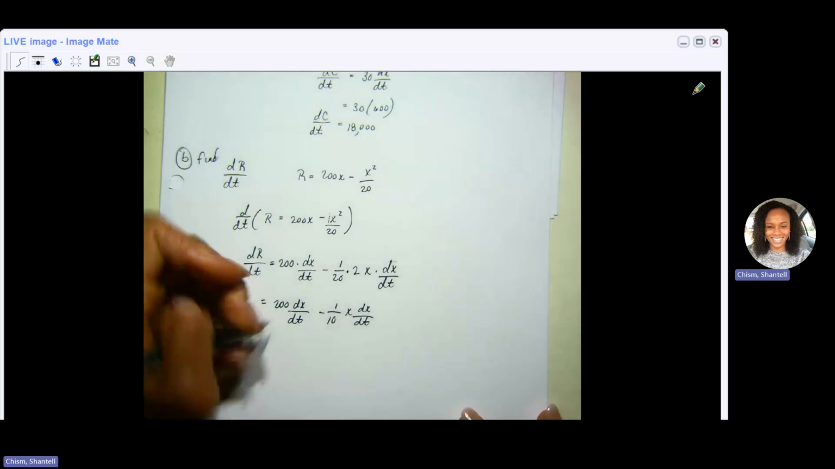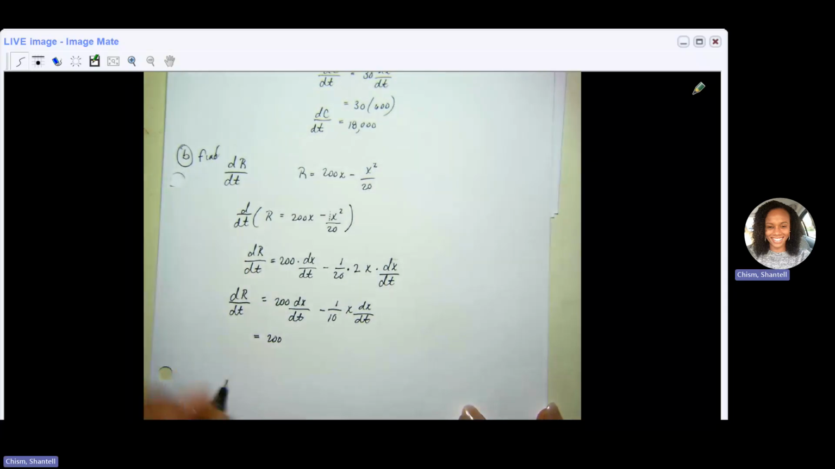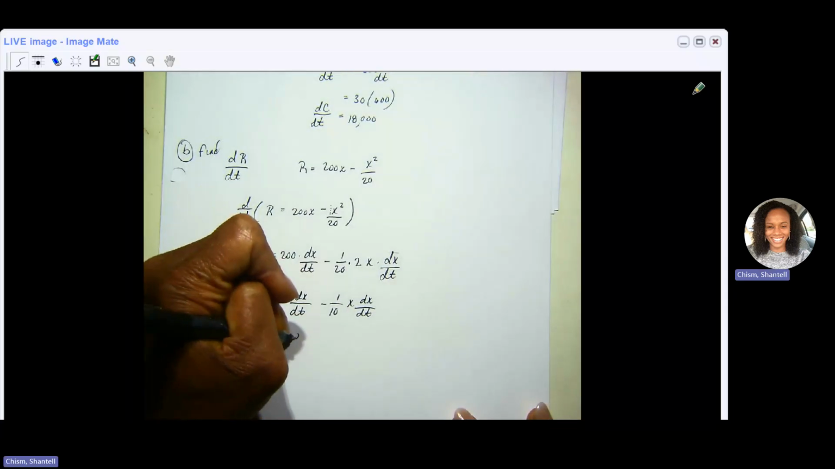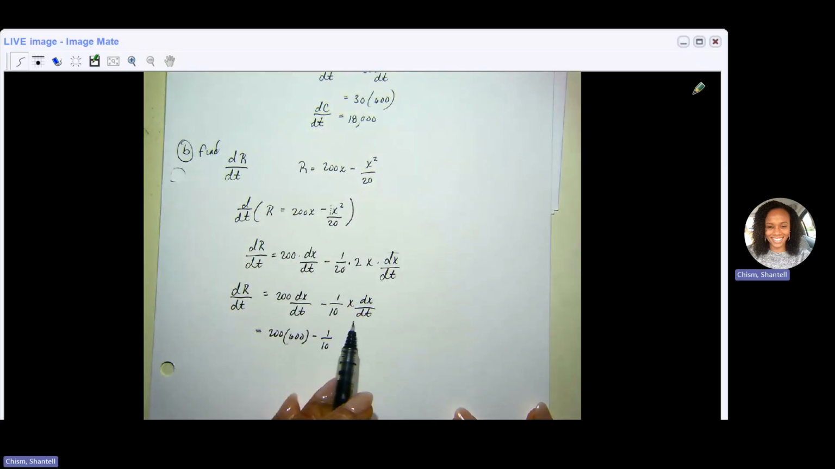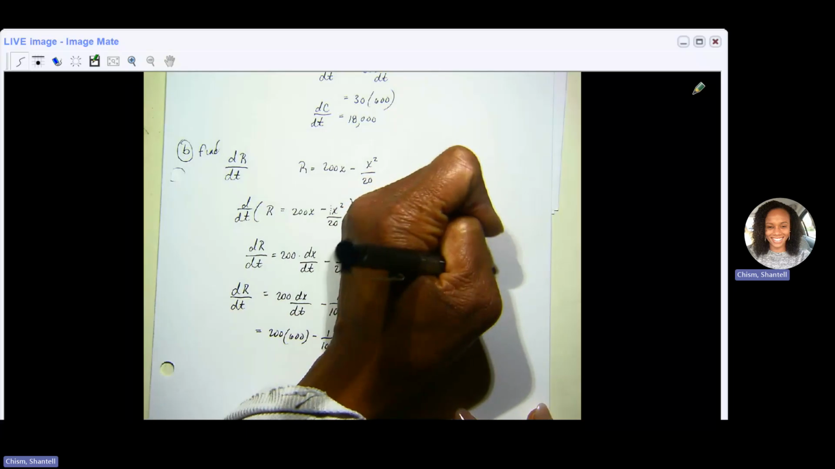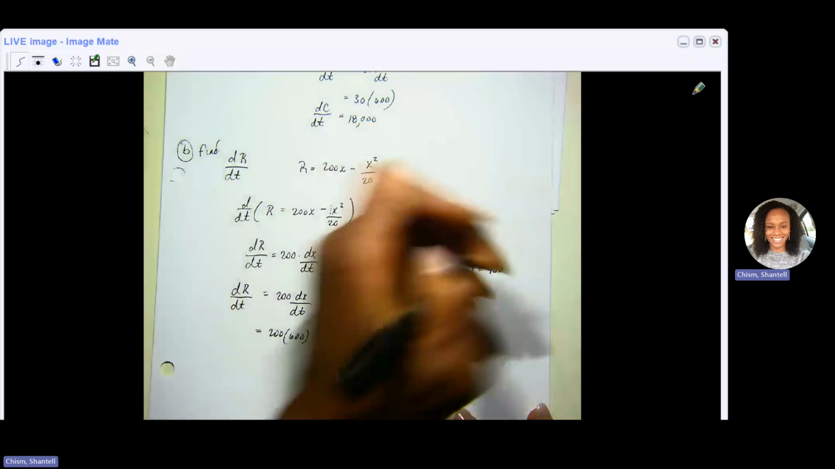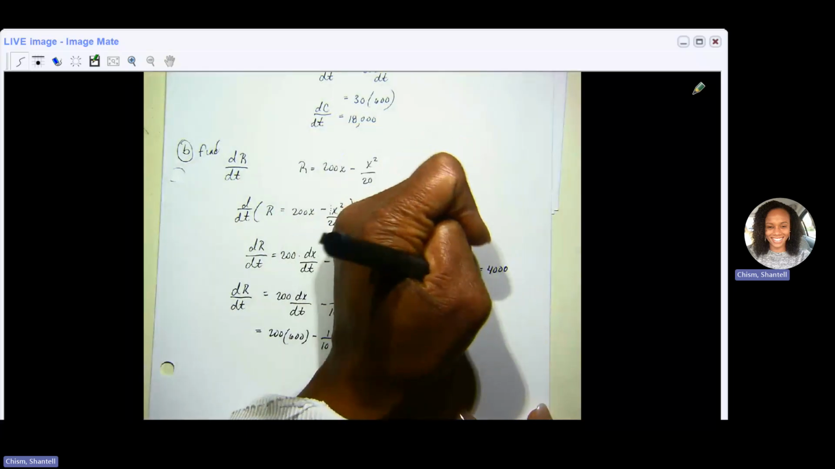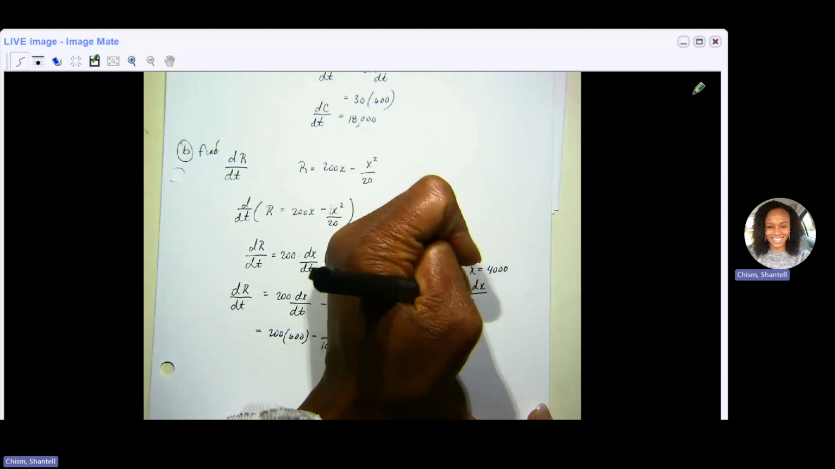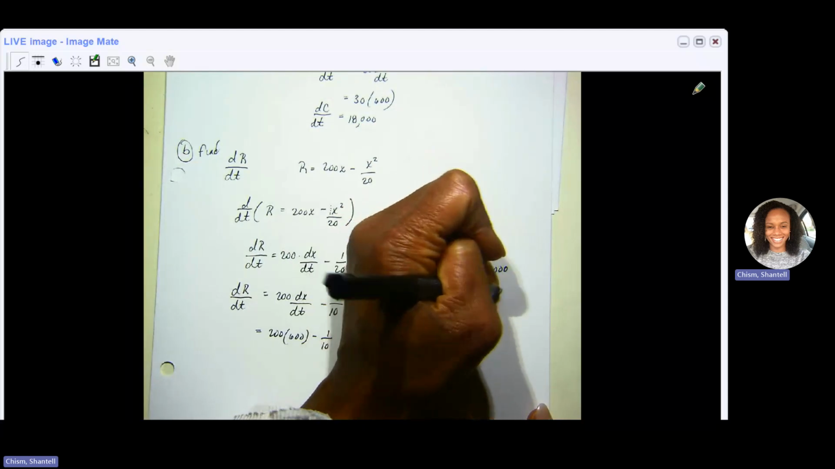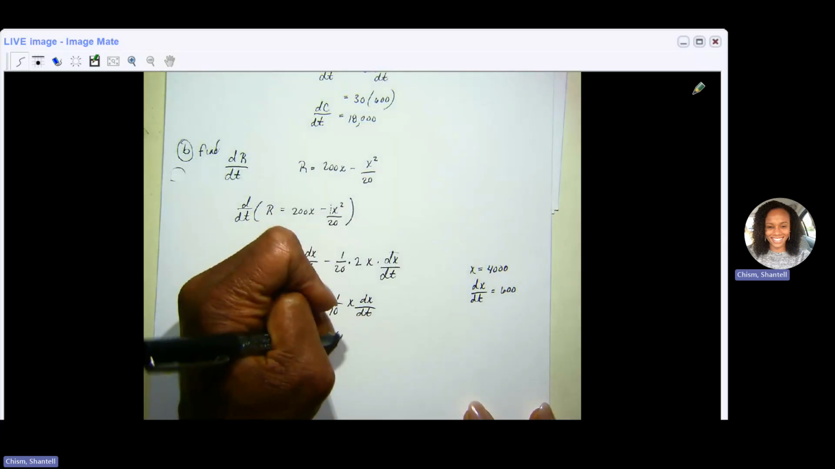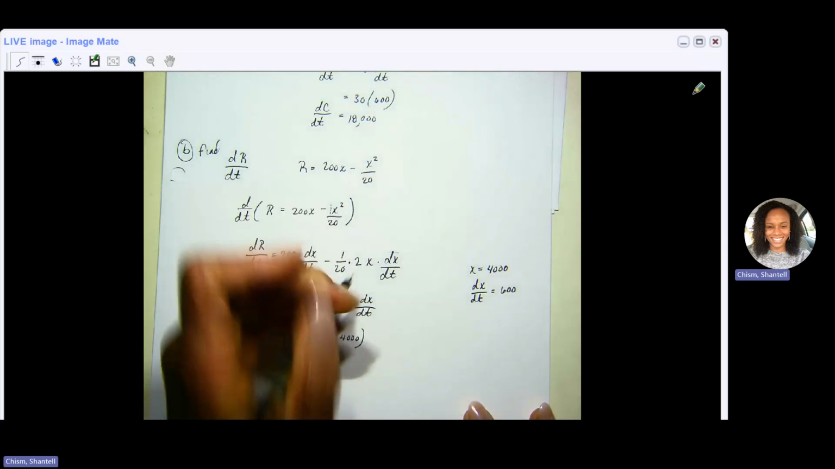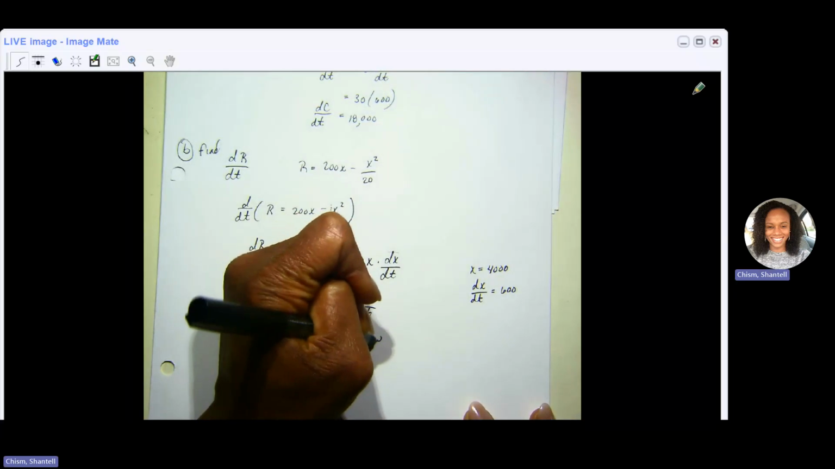Okay? So we've got 200 times dx over dt, that's 600, minus 1 over 10 times x, remember that was 4,000. We were given these values. We're trying to find the rate of change when x is 4,000 and the rate of change of the production, dx over dt, was 600. So that x right there, that's 4,000. And then dx over dt, again, that's 600.